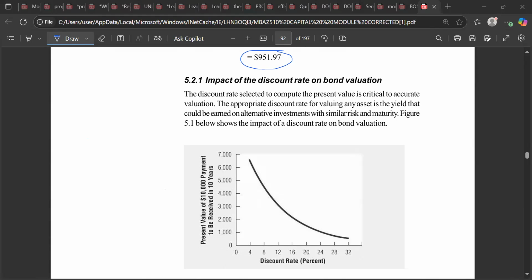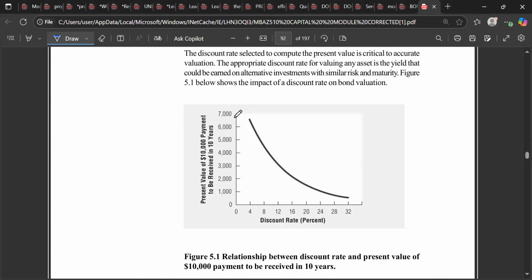When you look at the discount rate, it's crucial in the valuation of the bond, right? Because it reflects the investor's return demand based on the risk and opportunity cost. A high discount rate reduces the value of the bond, and a lower one increases it. So we look at this graph here. This shows the value of the bond and this is the discount rate. An increase in the discount rate will lead to a reduction in the value of the bond. The discount rate is inversely proportional to the value of the bond. So when you increase the discount rate, you're reducing the bond value. When you reduce your discount rate, you're increasing the bond value. Are we okay there?